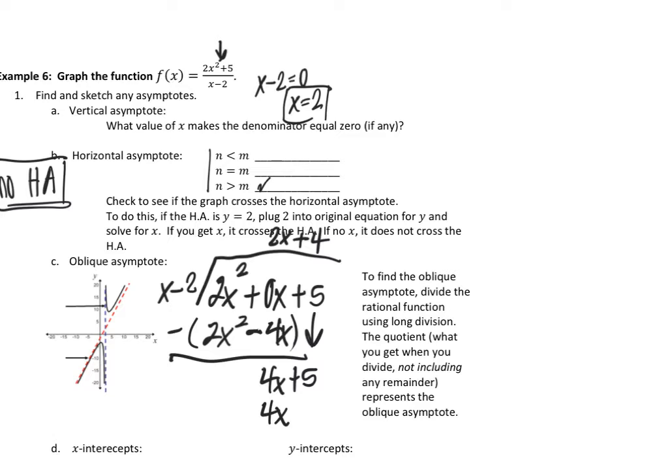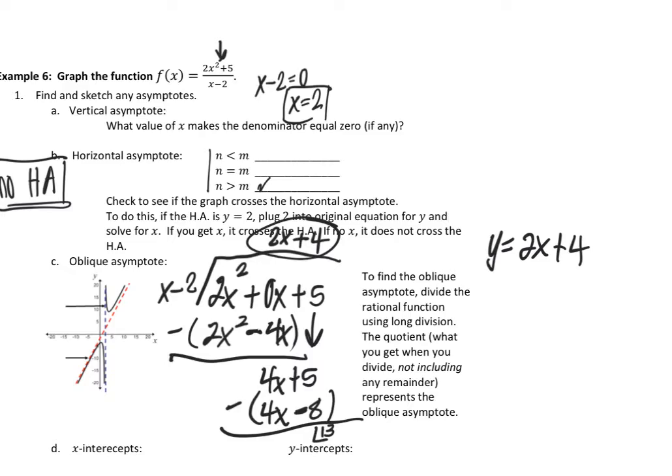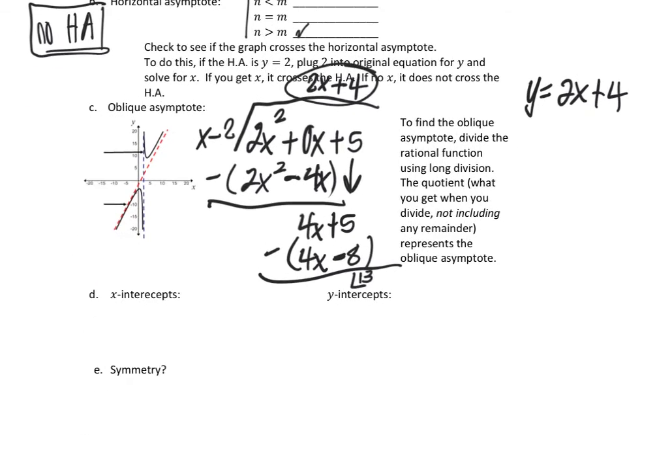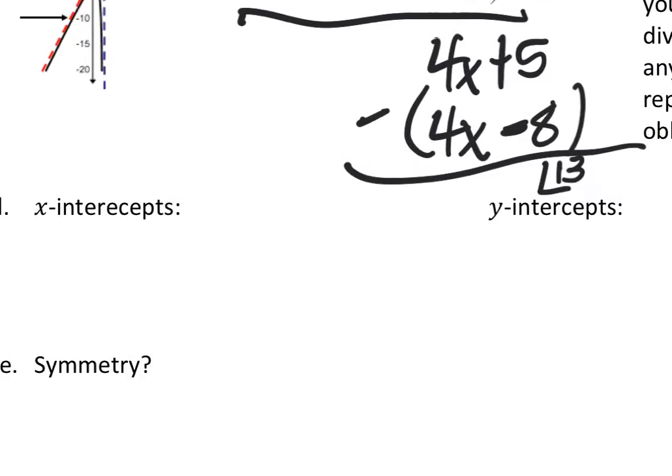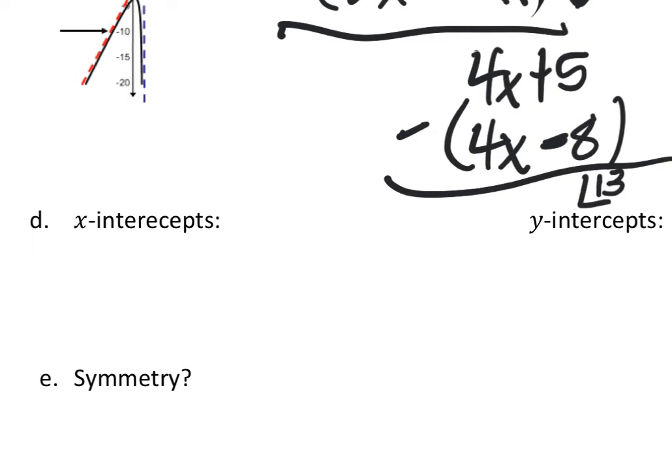Let's try to do this right. 4 times negative 2 is negative 8, and you're subtracting, and you come up with 5 plus 8, essentially, and that's 13, a remainder of 13. But your oblique or your slant asymptote does not care about the remainder, so it is just y equals 2x plus 4.